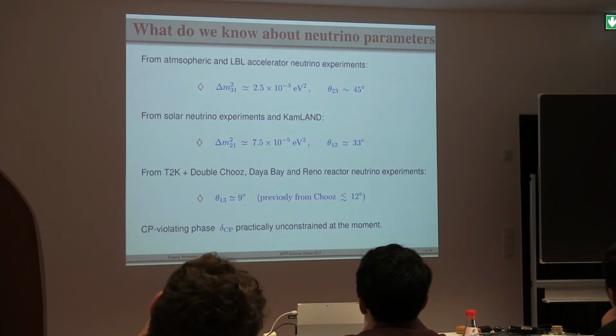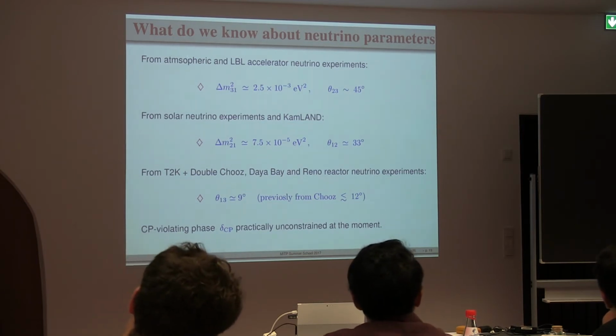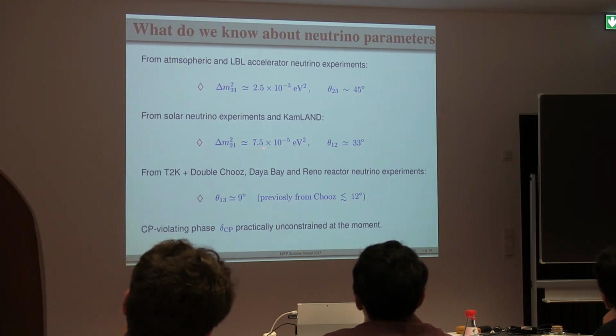And here is a very short summary. Delta M square 3-1, the biggest one, is of the order 2.5 times 10 to the minus 3 electron volt squared. And the corresponding mixing angle theta 2-3 is roughly of order 45 degrees, which means that we are close to maximal mixing. The latest data say that maybe it is not exactly equal to 45 degrees, but deviates from it. I plan to discuss it tomorrow. The small one, which is responsible for the solar neutrino oscillations, is about a factor 30 smaller than this one. And the mixing angle theta 1-2 responsible for these oscillations is around 30, 33 degrees. And the data about this last mixing angle give us a result of around 9 degrees.